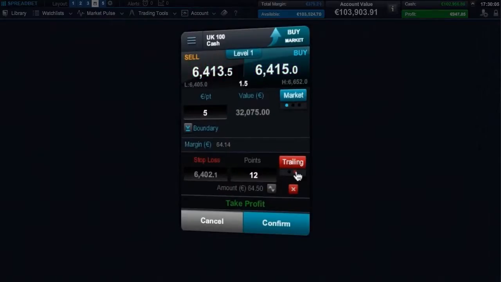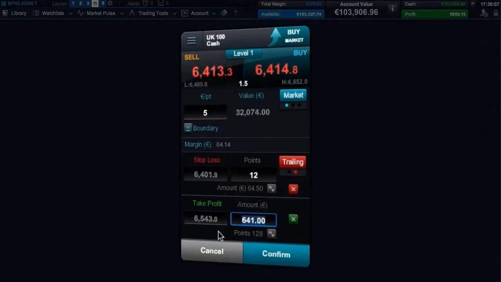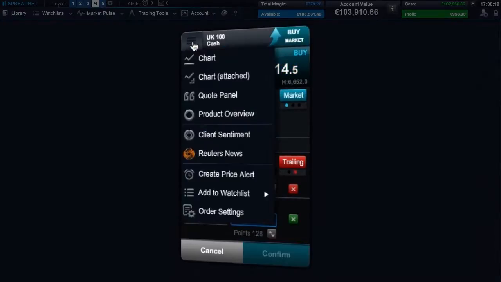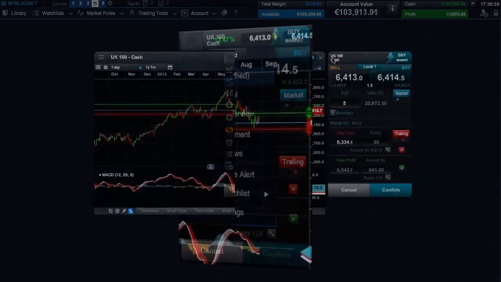You can optionally add a take profit order, which you can set by target price or approximate amount of money you would like to gain from the position. You can also view and amend risk management directly from a chart by clicking this icon.